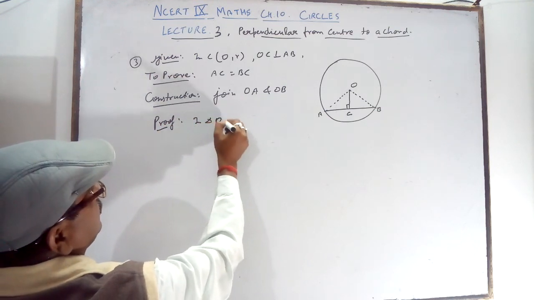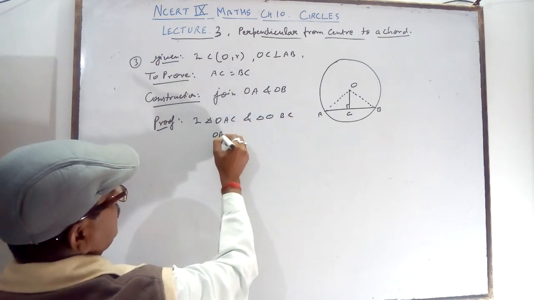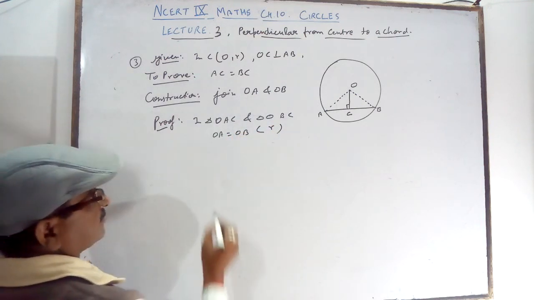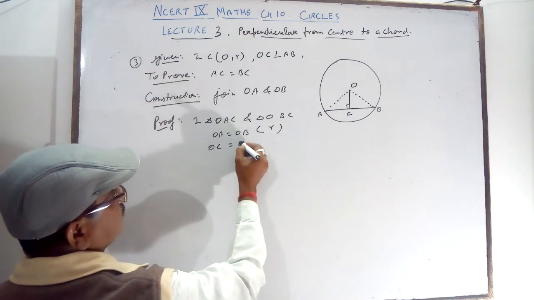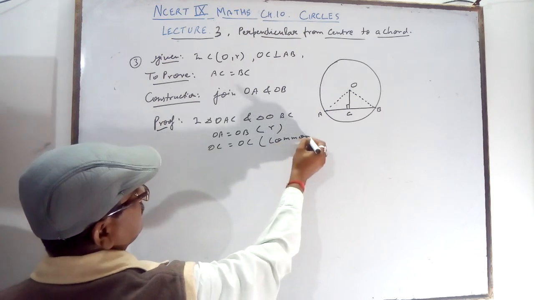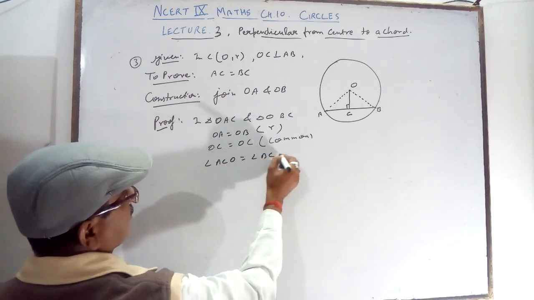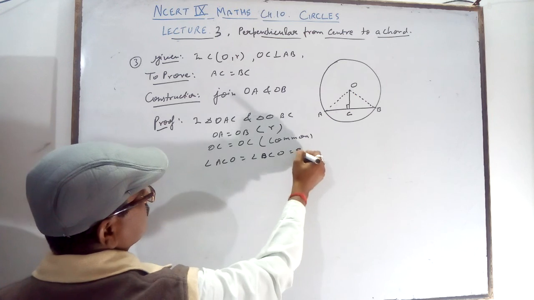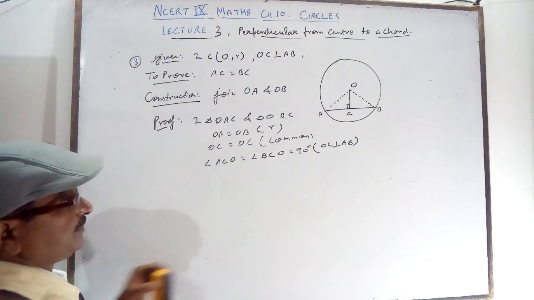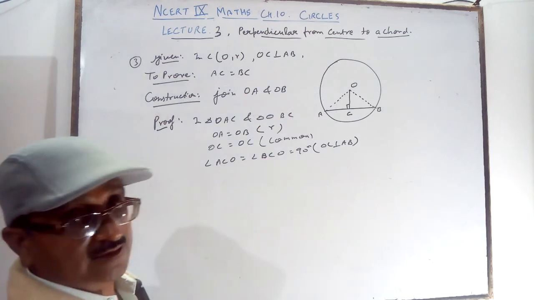Proof. In triangle OAC and triangle OBC, OA is equal to OB. Why? Radius of the same circle. OC is equal to OC. Why? Common. Angle ACO is equal to angle BCO is equal to 90 degrees because OC is perpendicular to AB. The sign of perpendicular is an inverted capital T.